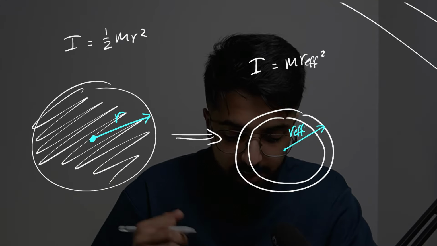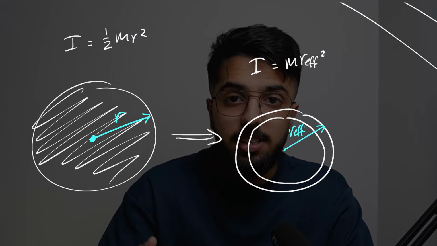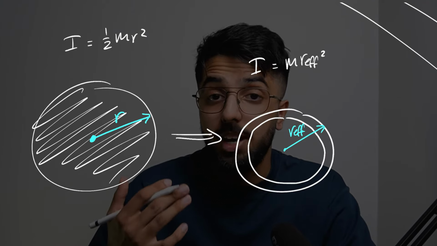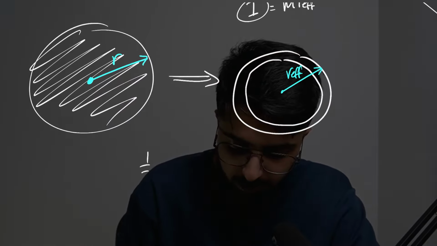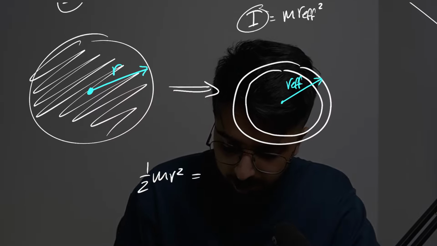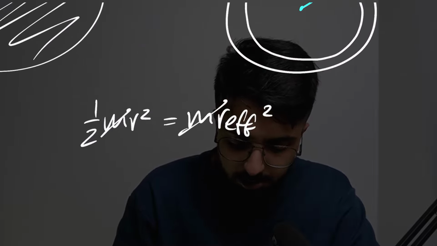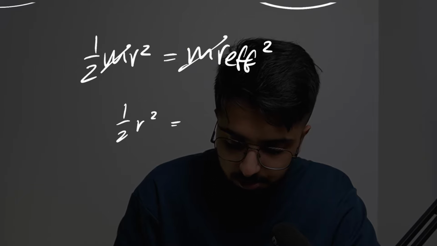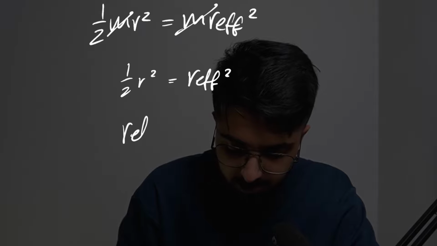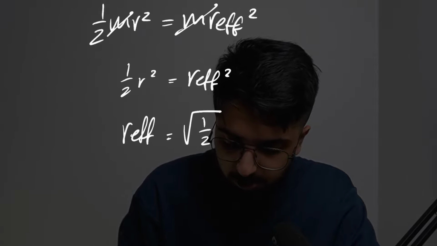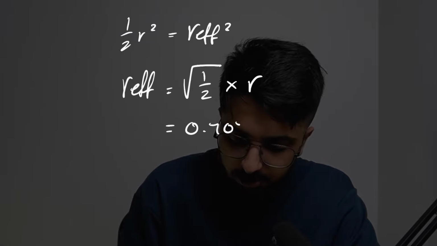Now, like I said previously, in this model, the solid cylinder and the hollow cylinder are equivalent, meaning they have the exact same rotational inertia and therefore have the exact same characteristics. That means their rotational inertias are equal, and therefore we can make them equal like this. Half mr squared is equal to m r effective squared. Now, their masses are the exact same, so we can cancel those out, and we get half r squared is equal to r effective squared. And therefore, our effective radius is equal to the square root of 1 over 2 times our original radius. And that is equal to 0.707 r, okay?